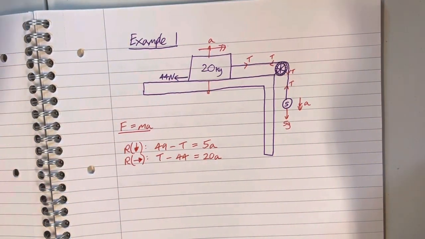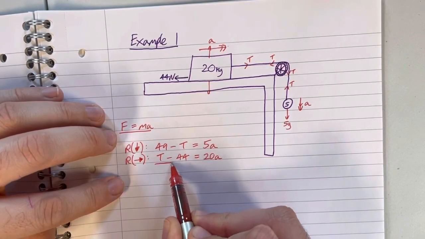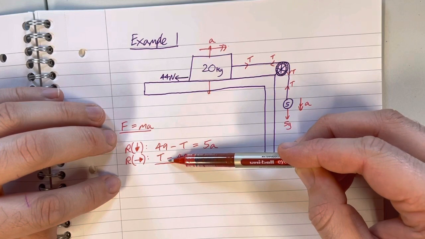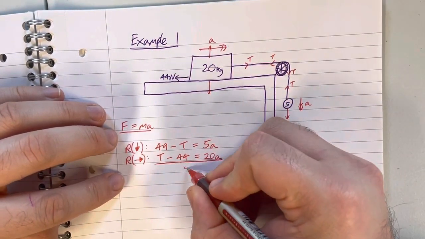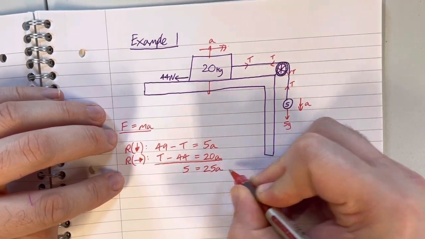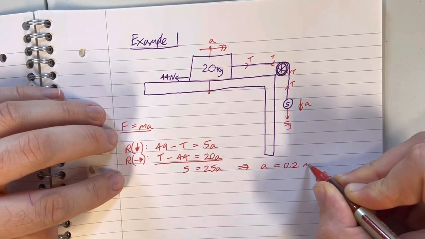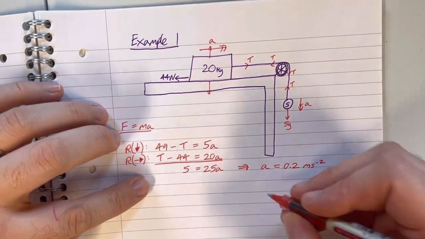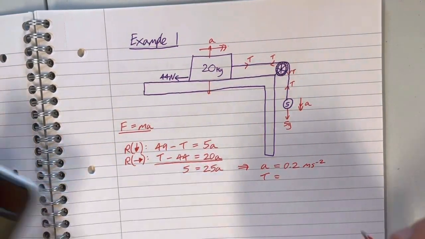Okay, and what we've got there is a pair of linear simultaneous equations. Now what's nice about this is when you add these two equations together, the tensions will cancel, and that will always happen. And then we've got 49 minus 44 is 5, and that's going to equal 5a plus 20a, which is 25a. So that tells us that the acceleration is a fifth, or 0.2 meters per second squared. And if we pop that back into one of these, we can get that the tension is 49 minus 1, 48.